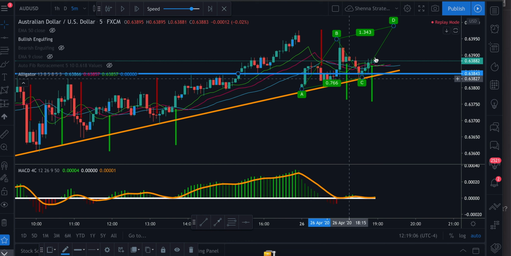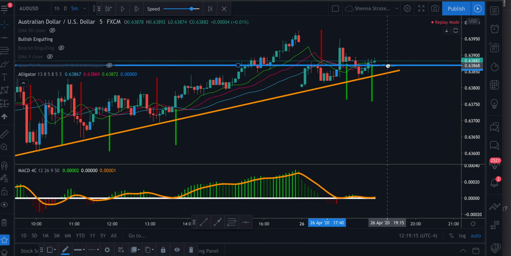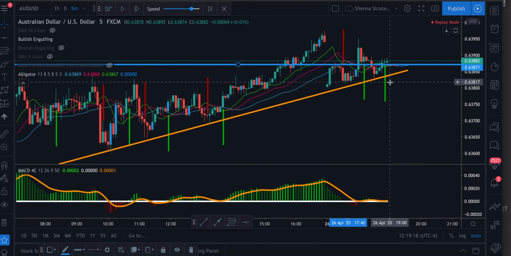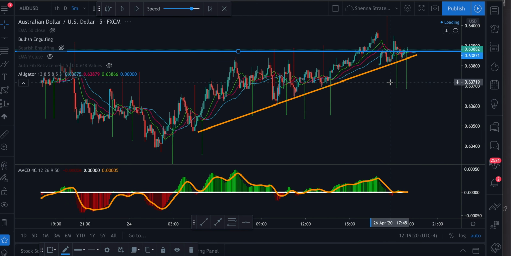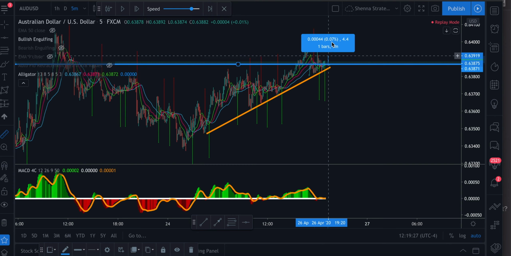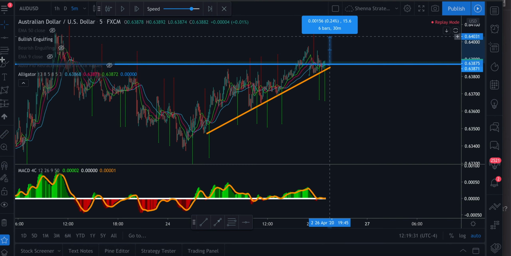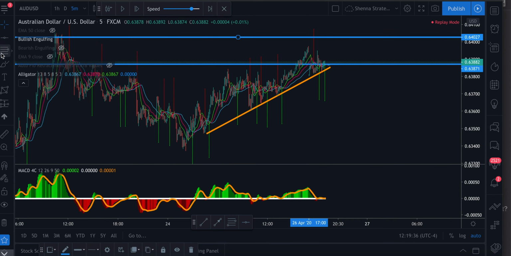So let's see if we won or lost, right? We're aiming for 15 pips. So let's say I took 2 trades, and I took the trade about right here. And let's say I aimed for 15 pips and 25 pips. So 15 pips would be about from here to about here. And 10 more pips will be 25 pips, obviously.